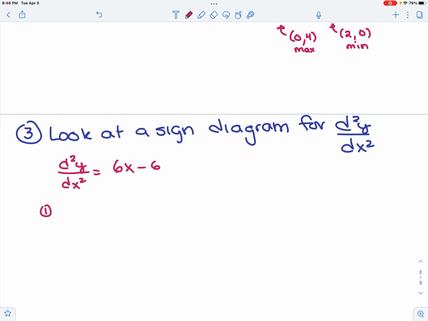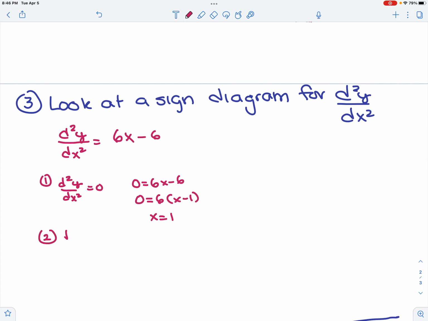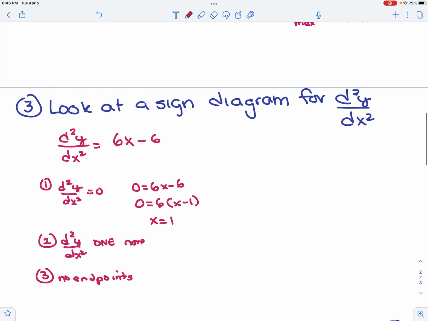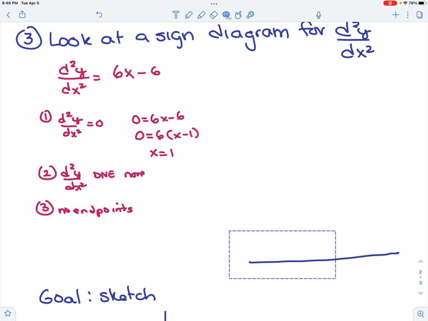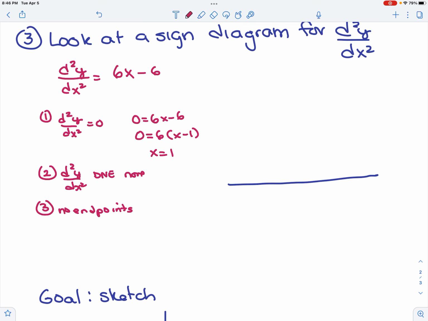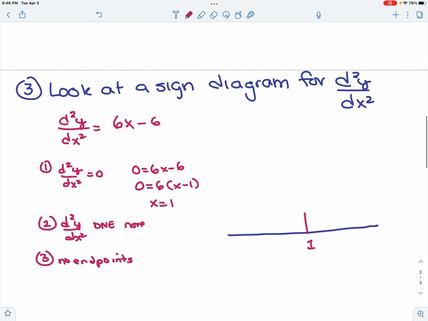And then again, I look at my critical values, so where that is equal to 0. So I get x equals 1. And again, there's nowhere where this doesn't exist. I mean, it's just linear. So none. And there's no endpoints. Okay, and then I'll pull my sign diagram up and we'll label it. So we put in a 1, and that's it.